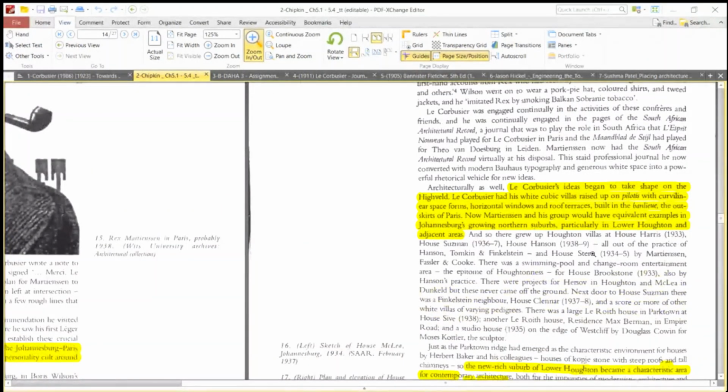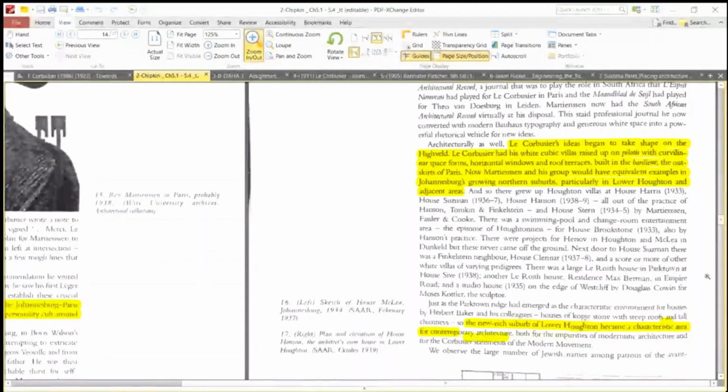Martinsen and his group would have equivalent examples in Johannesburg's growing northern suburbs, particularly in Lower Houghton and adjacent areas, right? So the same kind of modernist structures that have been built in Paris and its outskirts are now being built in the suburbs of Johannesburg, especially in Houghton. Houghton is a very wealthy suburb in Johannesburg. The new rich suburb of Lower Houghton became a characteristic area for contemporary architecture, right? So in these Houghton mansions, it is where we see the first emerging modernist architecture in South Africa.